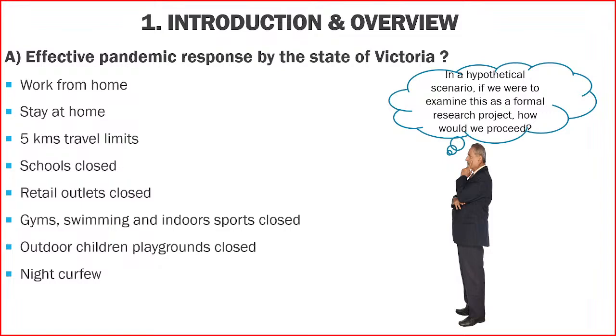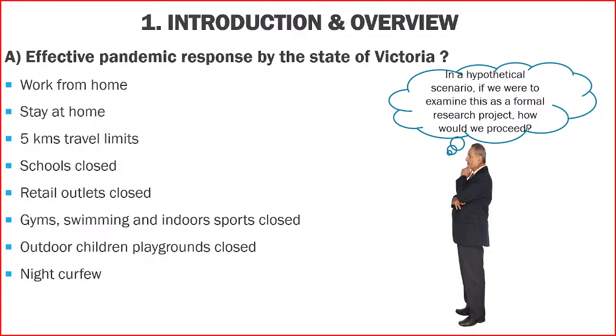We had schools closed, retail outlets were closed except for the grocery shops. Gyms, swimming, indoor sports, all closed. Even outdoor children's playgrounds, everything was closed, and there was a night curfew. We just couldn't go out of the house. So there was a social phenomenon. We wanted to control the COVID-19 outbreak, and the state of Victoria wanted to control that till the vaccines emerge and life can get back to normal as it has now.